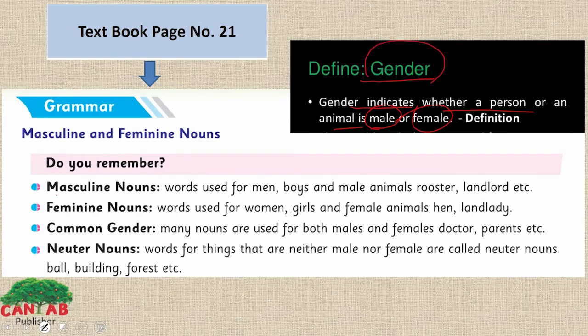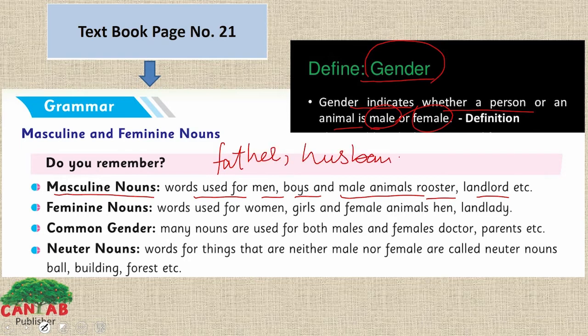Now look at the masculine nouns here. What are the masculine nouns? Words used for men, boys, or male animals like rooster, landlord, etc. Like father, husband, uncle, and in animals like bull, lion, dog. These are the masculine nouns.